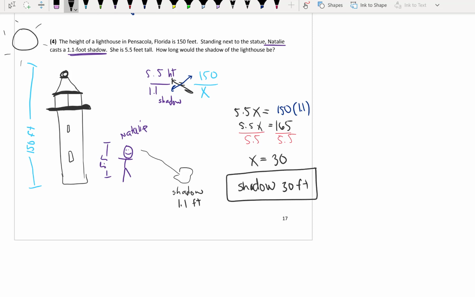Okay. So for this one, drawing a picture really helped me, even though I'm not the best artist, but it is something that really helped me to try to figure this out, okay?